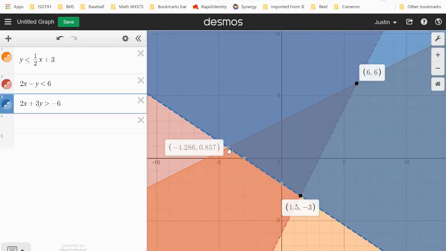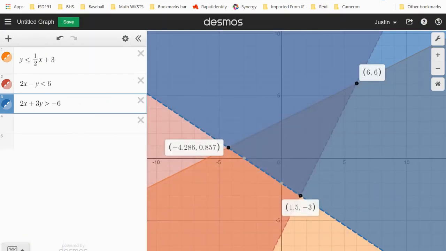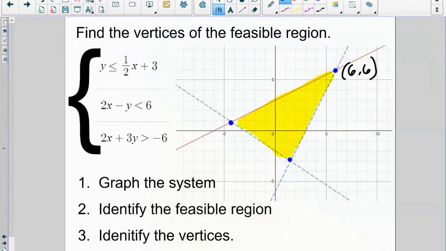And I got one more corner over here. All right, so those are my vertices. So I have 6, 6. I'll label that up here, 6, 6. Down here, I believe that was 1.5, -3.